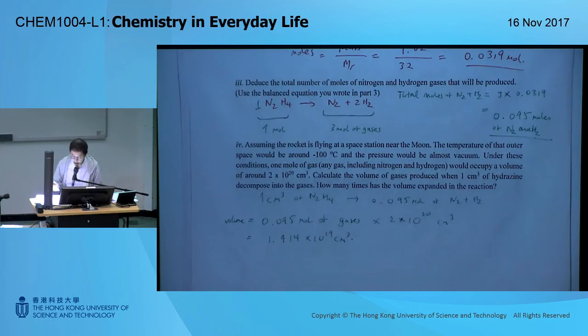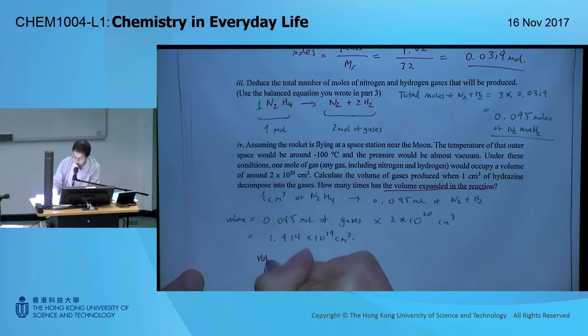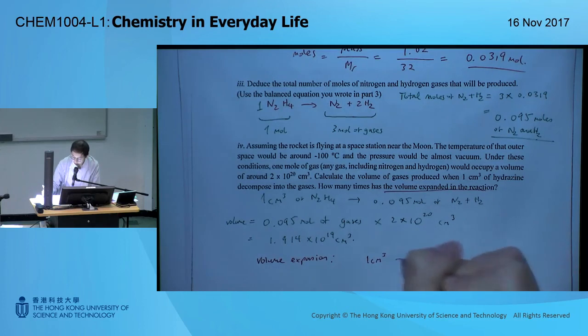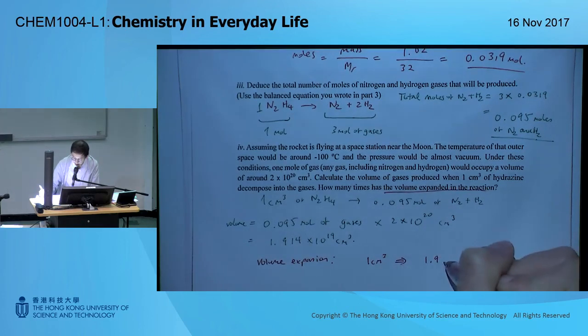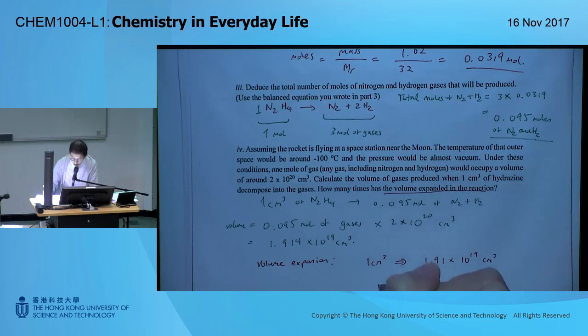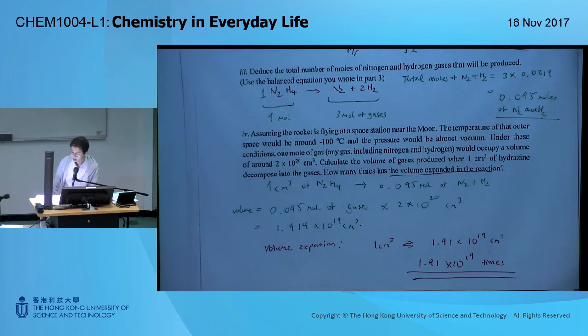So the volume expansion ratio, how many times has the volume expanded? The volume expansion is going from 1 cm cube to 1.91 times 10 to the 19 cm cube. So that's a factor of 1.91 times 10 to the 19 times. So they are expanded by 10 to the 19 times.